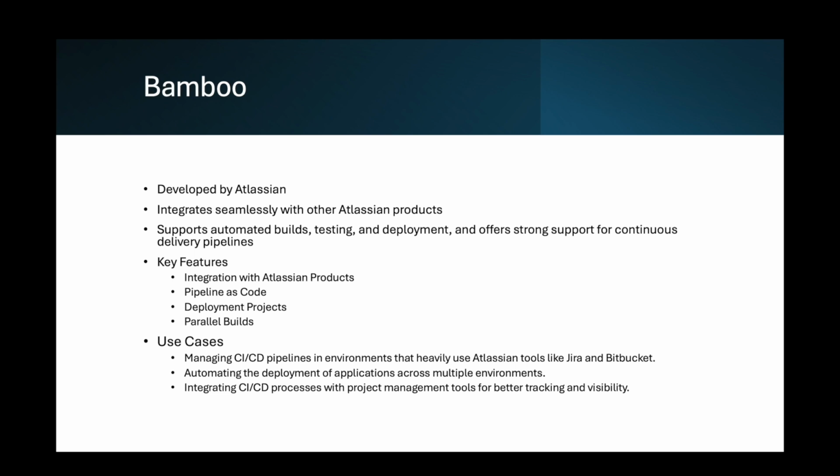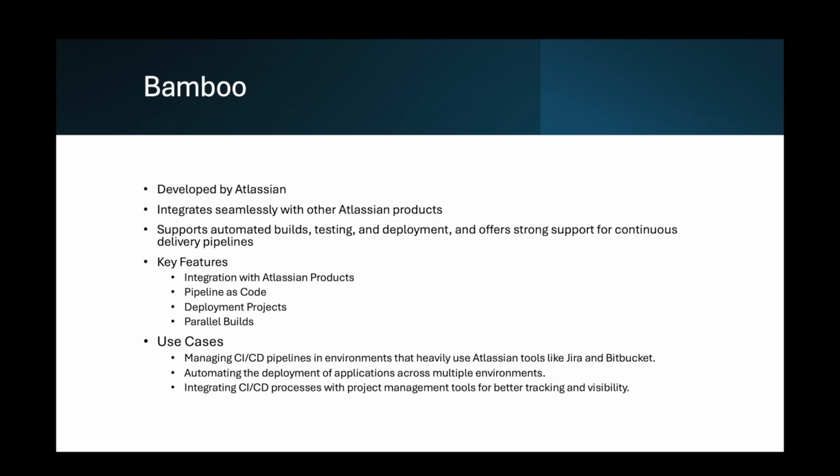Bamboo. Bamboo is a CI/CD tool developed by Atlassian, the makers of Jira and Bitbucket. Bamboo integrates seamlessly with other Atlassian products, making it a popular choice for teams already using Atlassian's suite of tools. Bamboo supports automated builds, testing, and deployment, and offers strong support for continuous delivery pipelines.